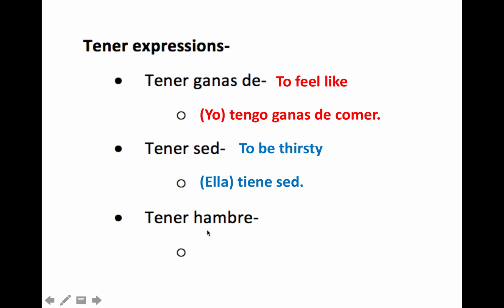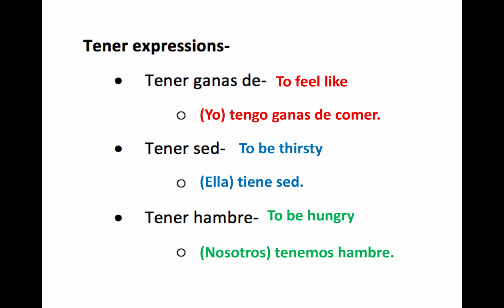And then the last one, tener hambre, is to be hungry. And this one isn't so bad because I've had students in the past say that it reminds them of a hamburger. And if you are hungry, you might eat a hamburger. So this one is not too tricky. But same thing, we're going to conjugate tener to whichever person we want to talk about, and then just follow it with hambre. So here's an example. Nosotros tenemos hambre would be we are hungry, or literally we have hunger.